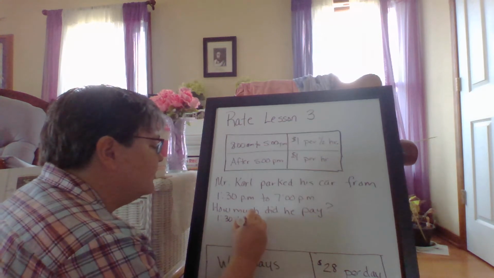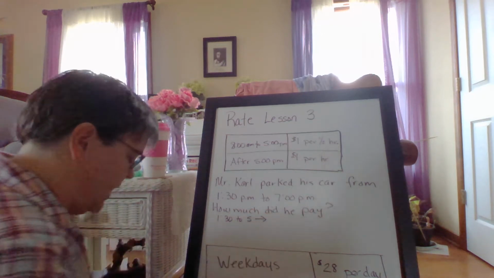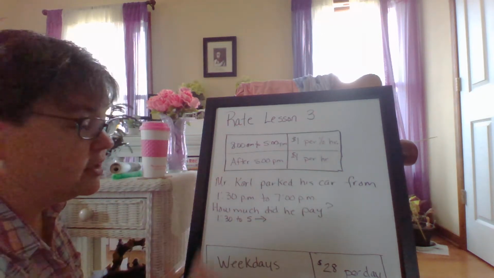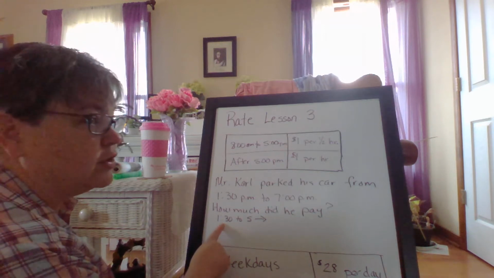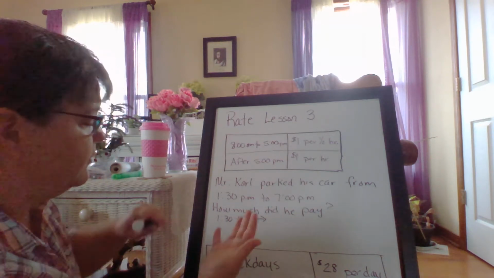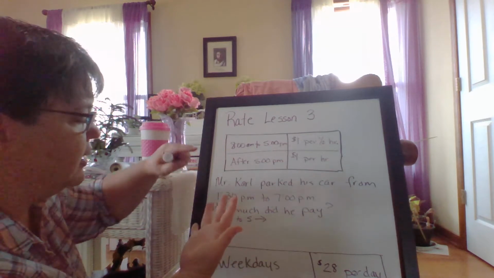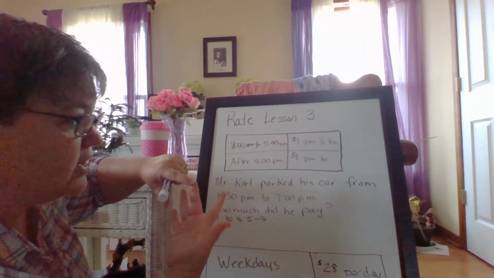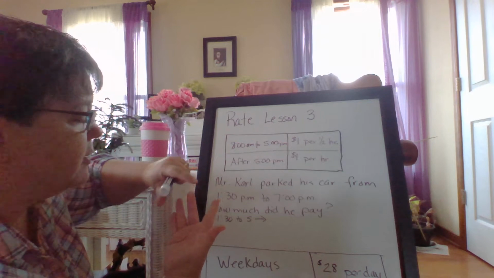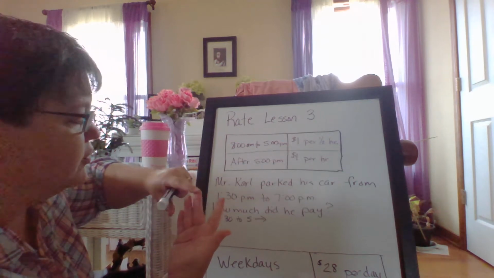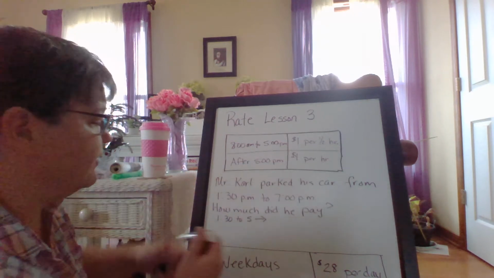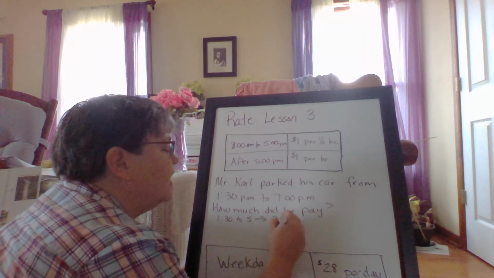1:30 to 5 is going to be how many hours? So I'm going to count on my fingers. I'm going to count by hours starting with 1:30. So 1:30, 2:30, 3:30, 4:30. That's 3 hours, right? But I'm not going to 5:30. So I'm going to go 3 hours and a half. So this is 3.5 hours.